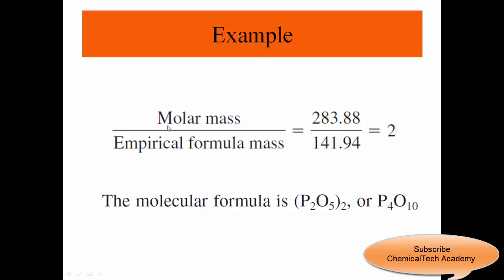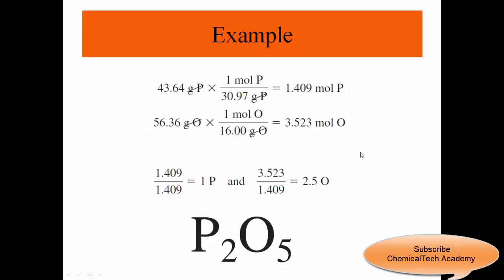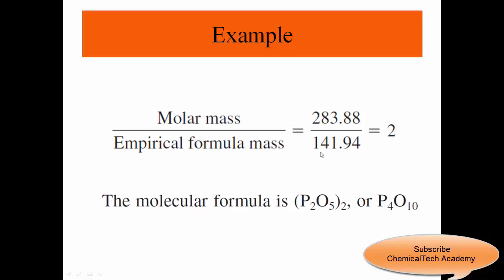So now let's divide molar mass by empirical formula mass. Molar mass is given, which is 283.88 grams per mole, and the formula mass we need to find based on that. So we have 2 times 30.97 plus 5 times 16. It's going to give us 141.94. So if we calculate the ratio, we get 2. So the molecular formula becomes (P2O5)2 or P4O10.